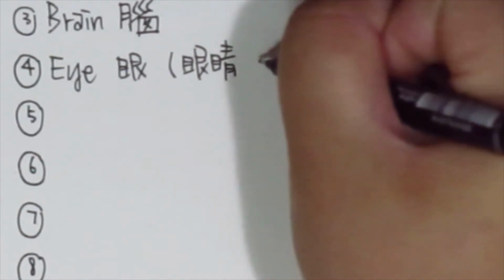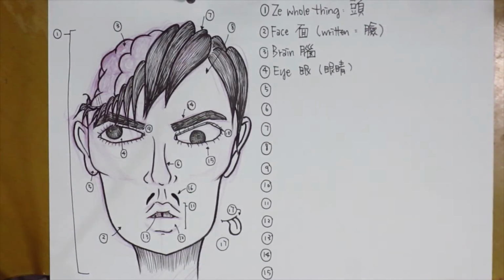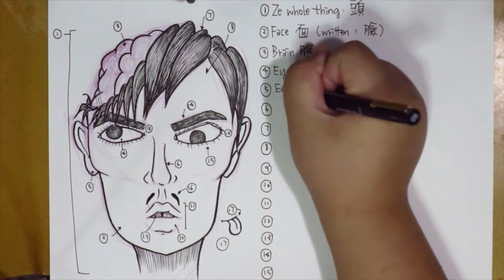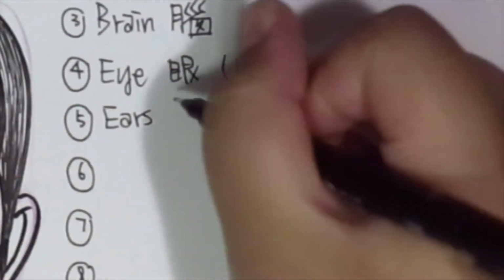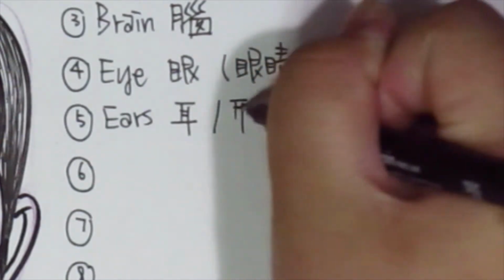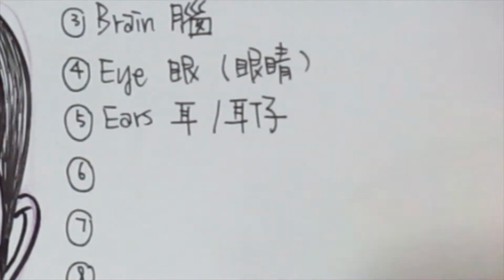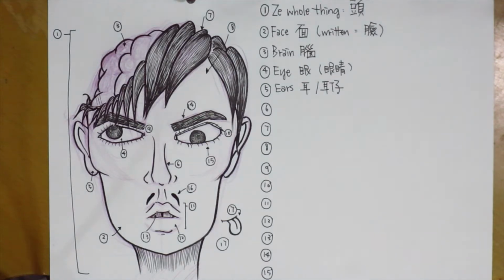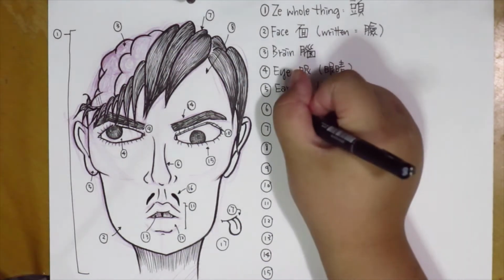This one is, you know, kind of a written form or a more elegant, pretentious way to use it. Usually people just use nyan. Next to the eyes we have ears over here, and ears is yi or yi zai. They mean the same thing, so pick one you like and stick to it. Eyes, ears, and then we have the nose.